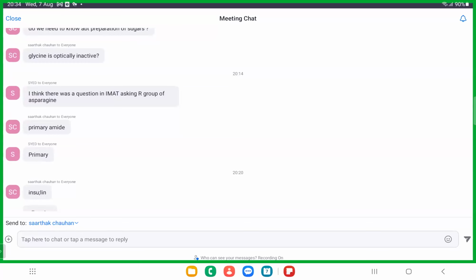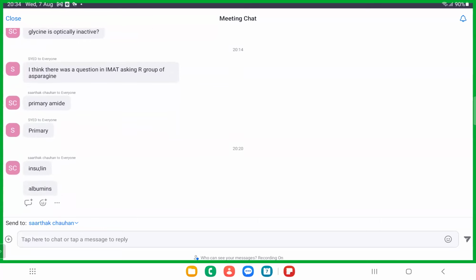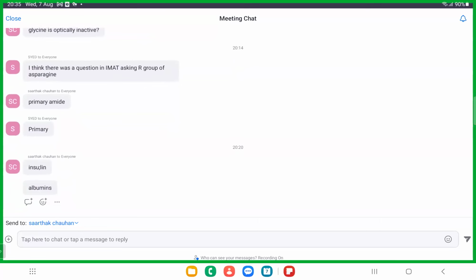Look, just assure me that it is asking about the R groups. Try to find me the question, because if they are really asking about the R groups of amino acids, I'm going to send you the R groups of each amino acid in a summary. So just assure me in this. Primary amide, primary, okay. Insulin, albumin.